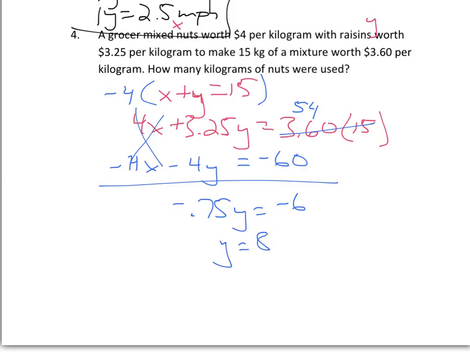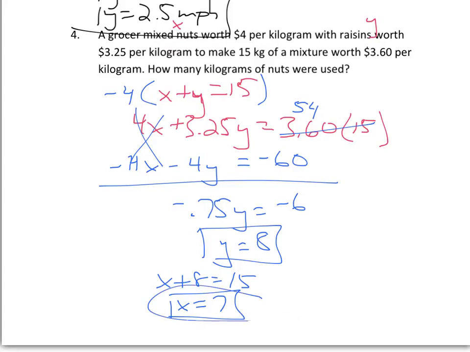Y equals 8. Okay, so that's the kilograms of raisins, so obviously x plus 8 equals 15, right, when I plug into the original. X plus 8 equals 15, and x equals 7. So 7 kilograms of nuts were used. This is the correct answer. That's it.